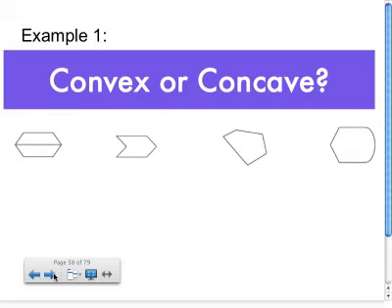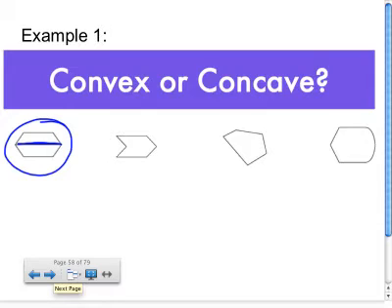So example 1 here, we're going to look at concave versus convex. First of all, recognize that this one here is not even a polygon, so we're not even going to talk about that. That is not a polygon because it's not a closed figure. You have this line segment in the middle here, which makes it not a polygon.